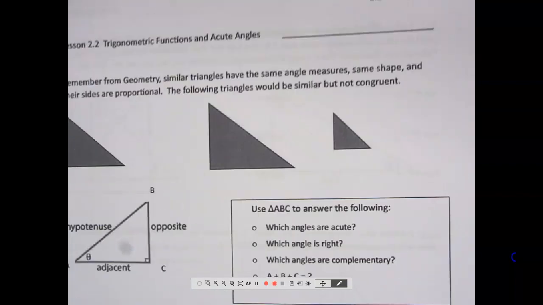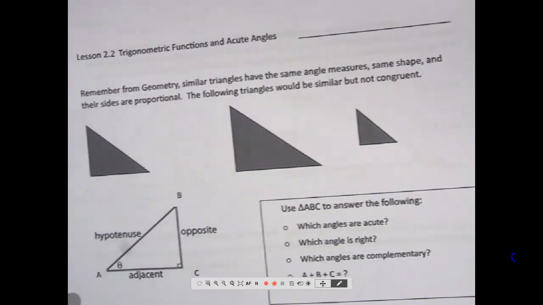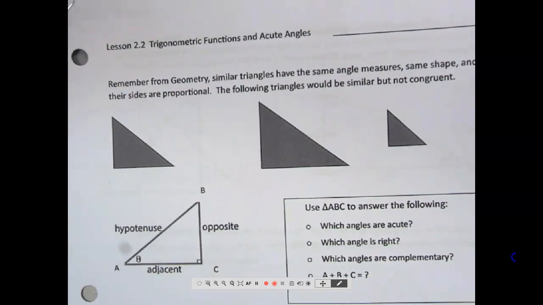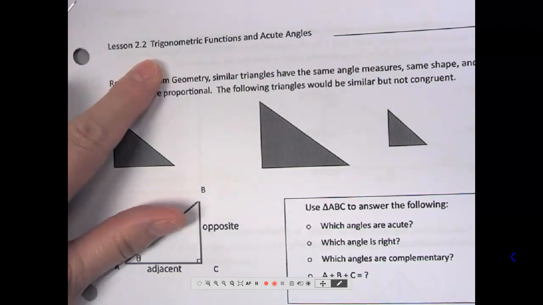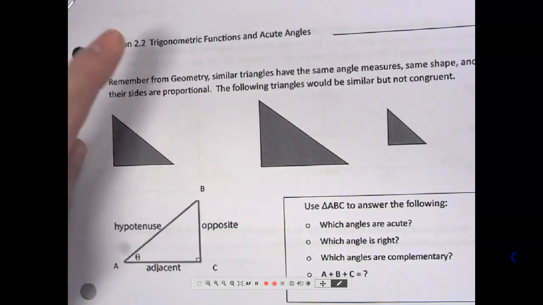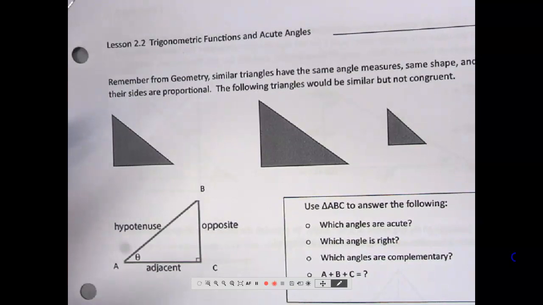Okay, so guess what we're talking about today? Take a wild guess. Triangles, yes. So we're talking about, more specifically, trigonometric. Say that word. Trigonometric. Guess what we shorten it to? Trig. Functions and acute angles. What is an acute angle? Less than 90 degrees.